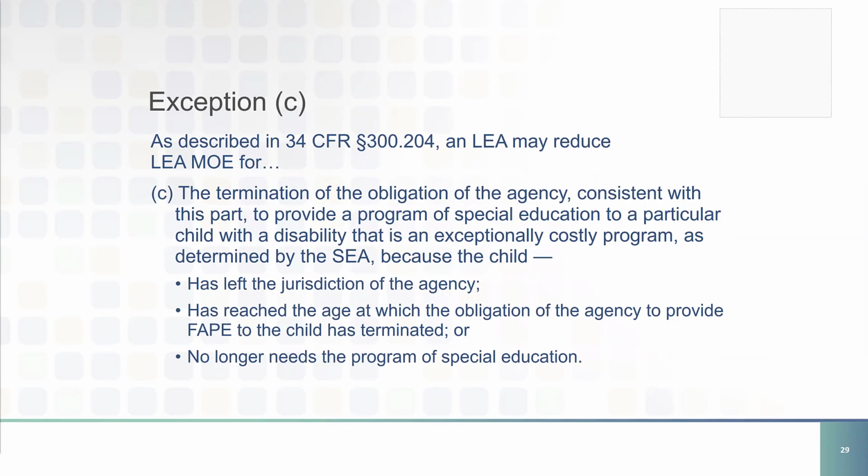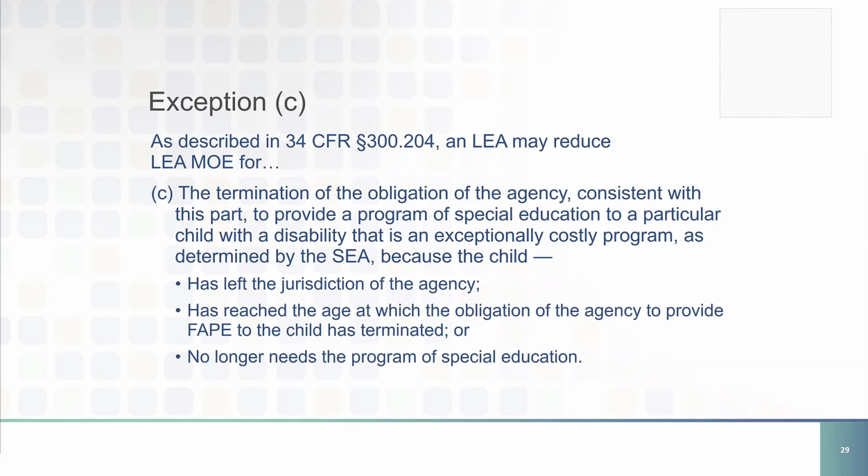Exception C is explained here. An LEA's required level of effort may be reduced when the LEA stops providing an exceptionally costly program of special education to an individual child with a disability. The LEA can reduce its level of effort the following state fiscal year. This exception can only be taken if the child has left the LEA's jurisdiction, if the child has aged out of the responsibility to provide FAPE, or if the child no longer needs that program of special education.